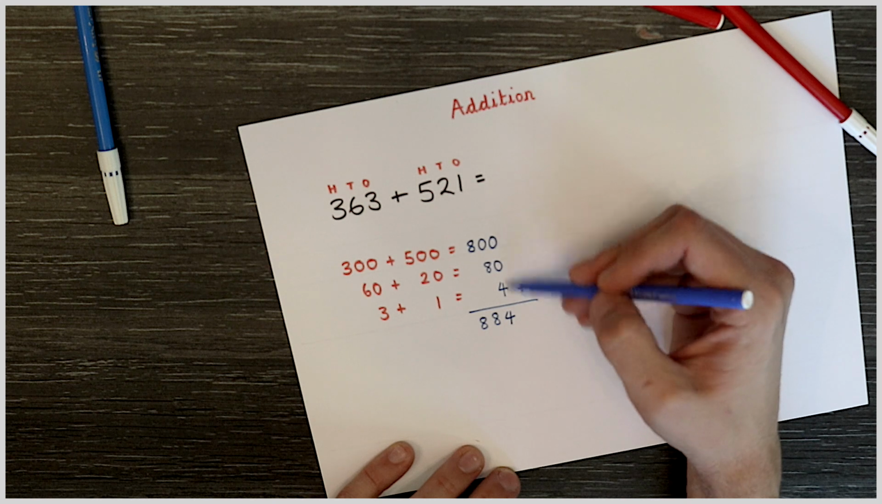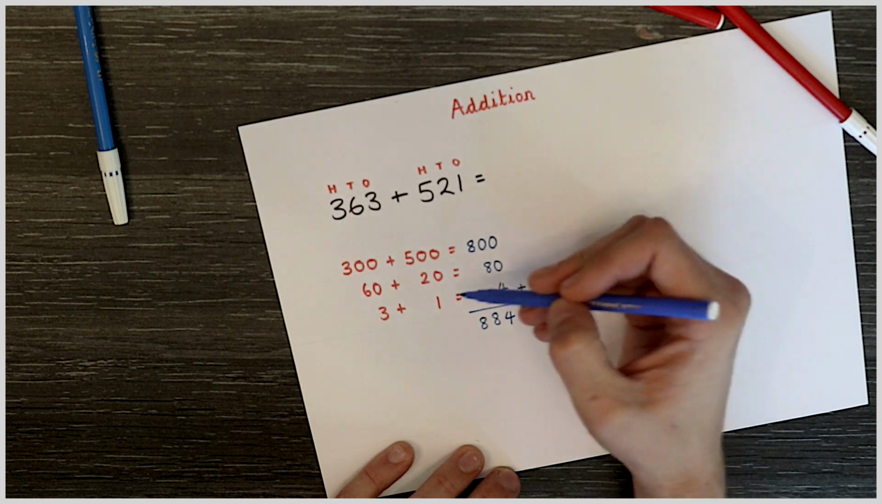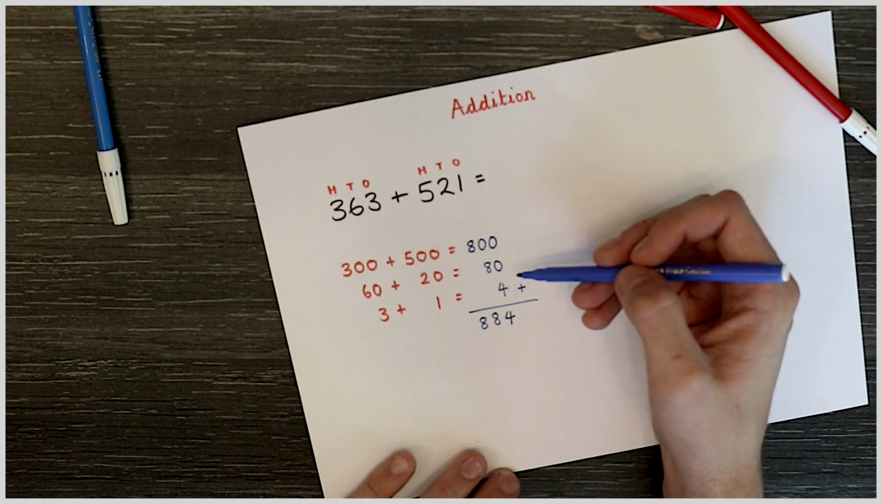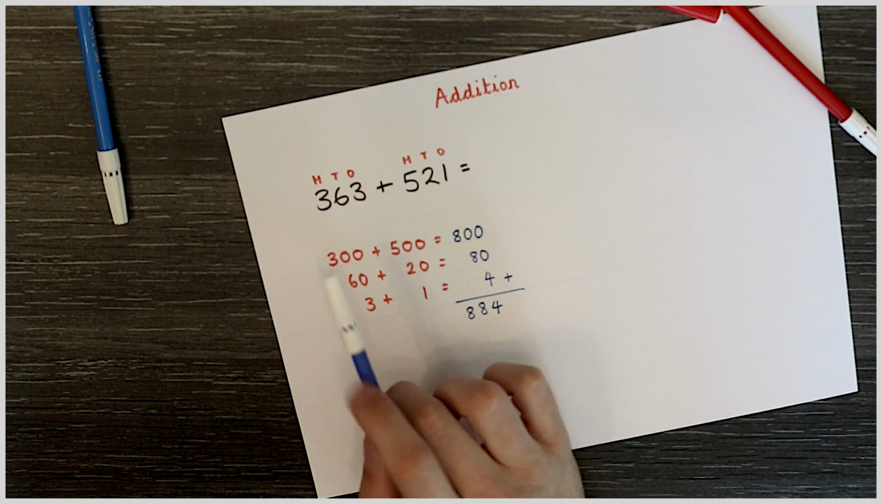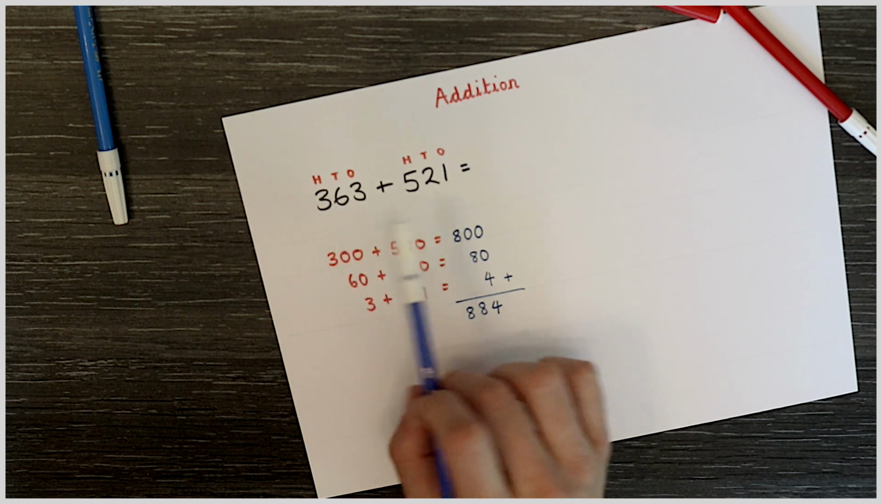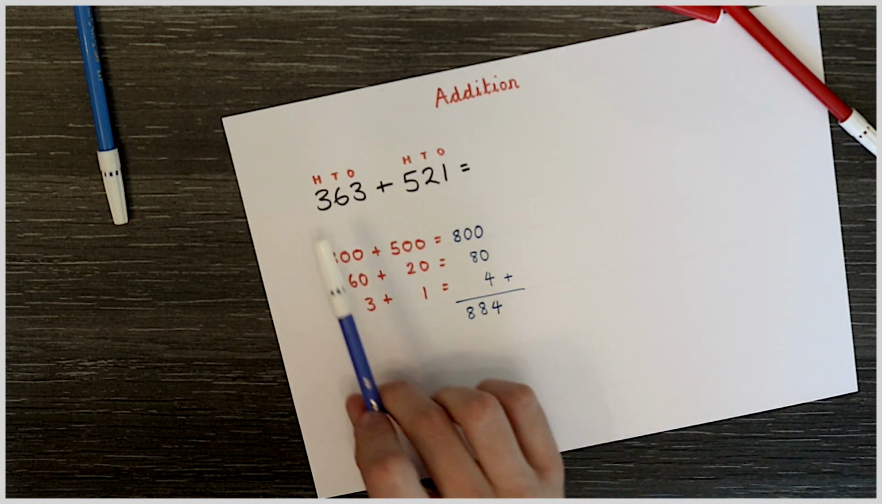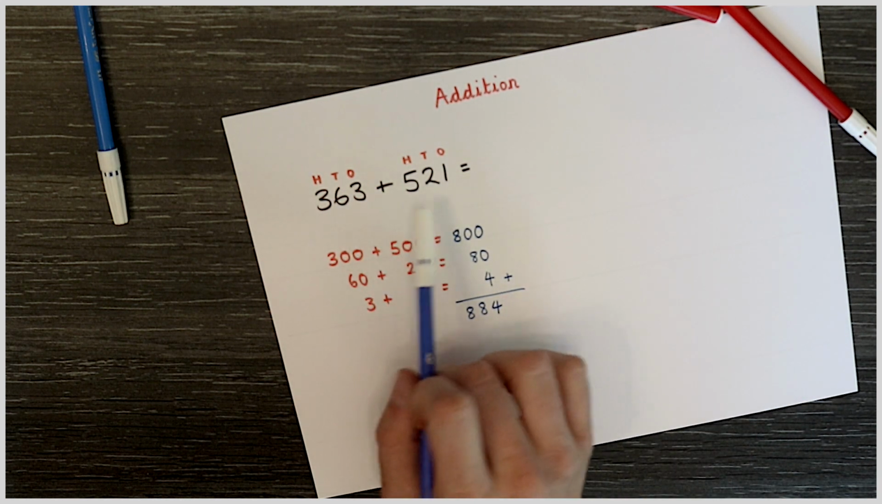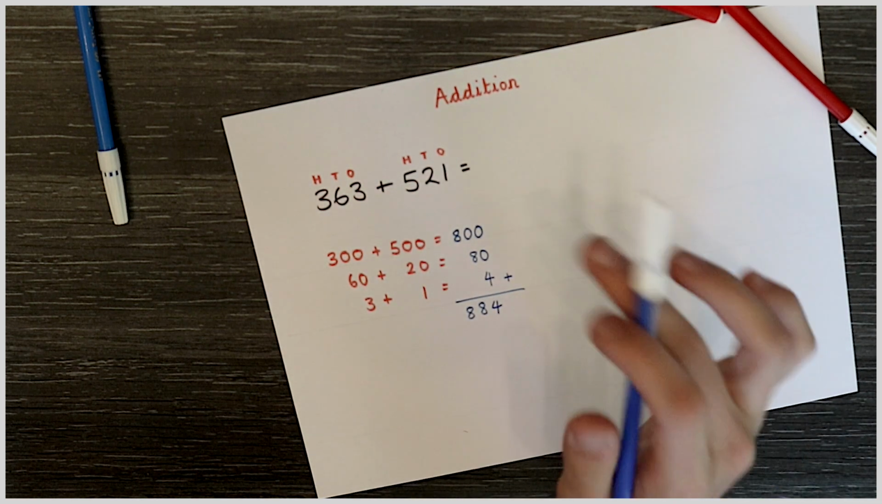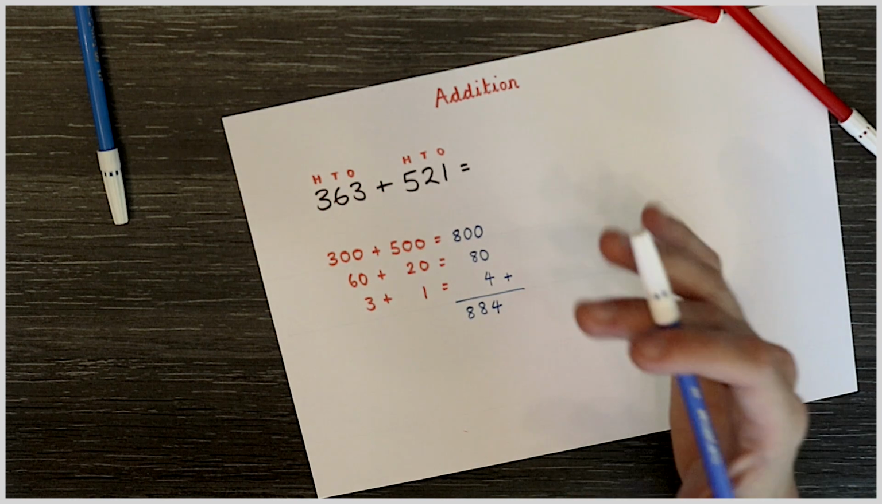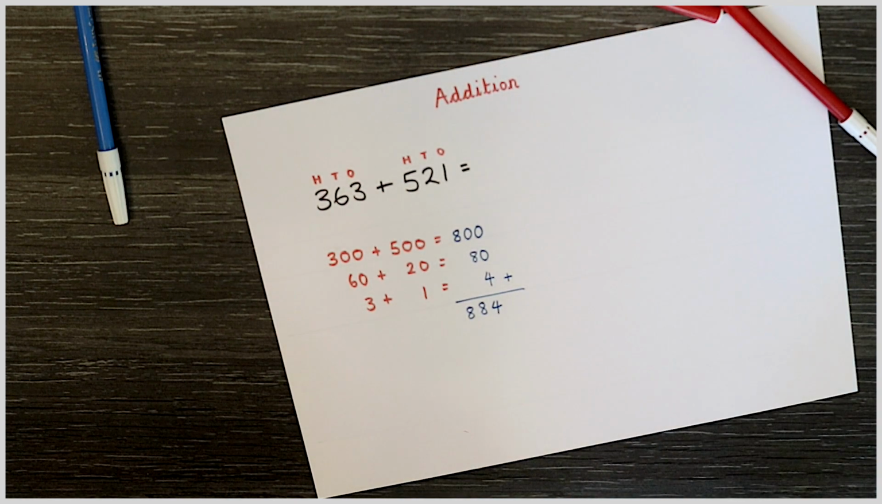So you always start with the ones, and you work this way, going left, okay? So we've got 884. This way is a really nice way to do it in your head, because you can remember how to partition, and you can do it quite quickly. So you know 300 and 500, 60 and 20, and 3 and 1. And the more you do it, the faster you will become.